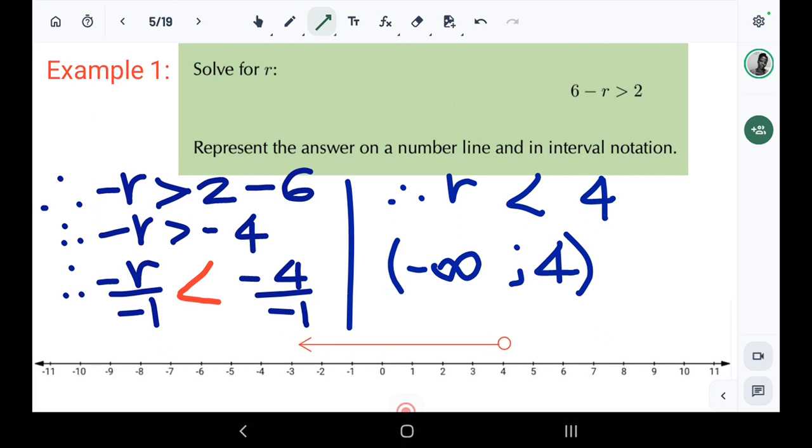That's how you represent that on a number line, and that's how you represent the same in interval notation. Your crux number is 4, and it goes all the way to negative infinity. Next question.